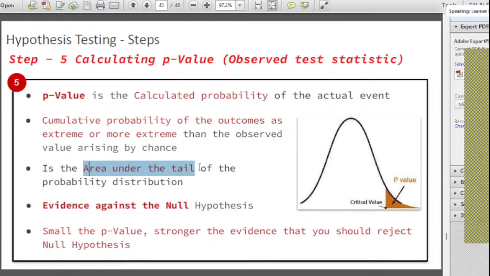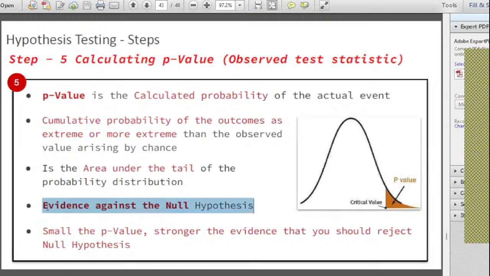Now p value is called the area under the tail of the probability distribution, and it is also called the evidence against the null hypothesis. Why it is called evidence against the null, we'll see. Because the smaller the p value, the stronger is the evidence that you should reject the null.